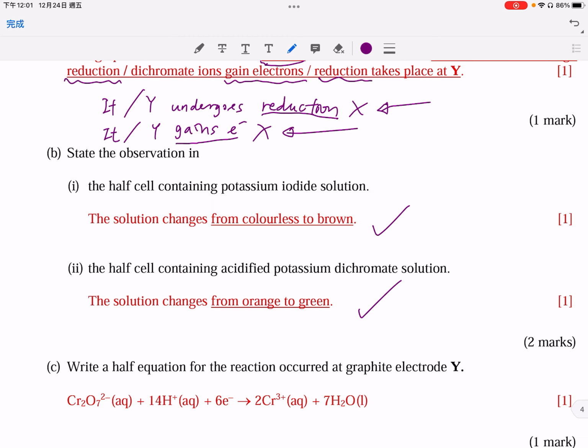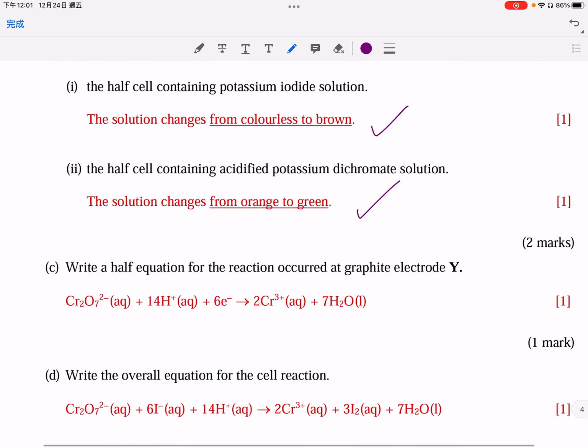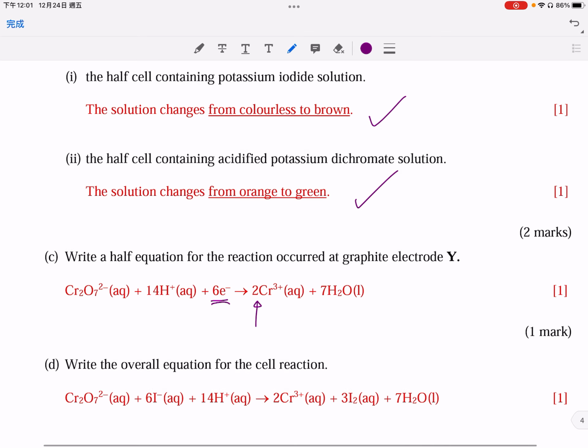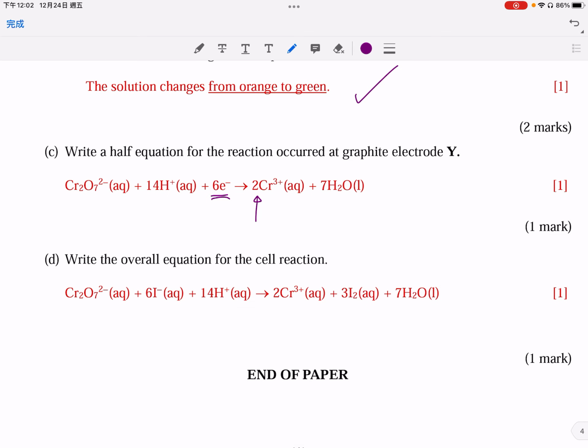These two are so trivial, I don't discuss them. And for the half equation involving the change from dichromate to chromium(III), make sure you put the 2 here and remember that there are 6 electrons. For the last part, overall equation, again, I'm not going to demonstrate it here because I have been doing this many times in my lessons. So with your own practice, I'm sure you can do it.